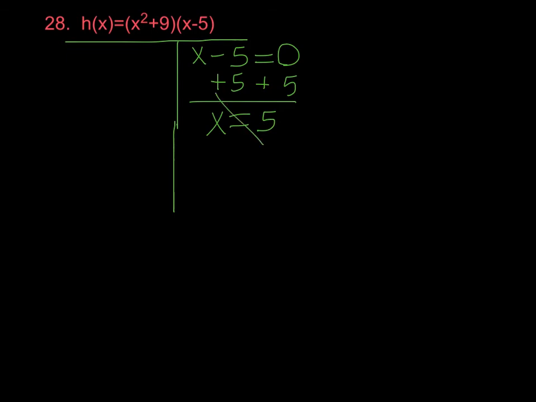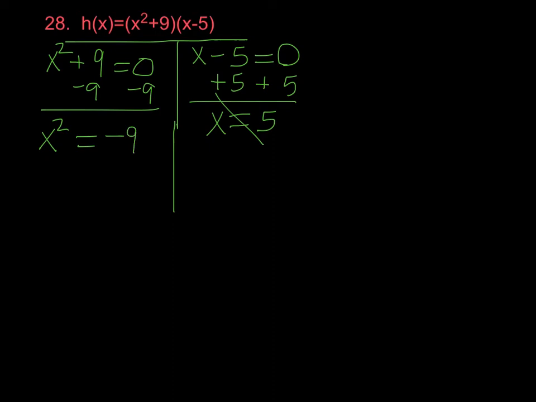So then I'm going to go over here and I'm going to do the same thing. Now x squared plus 9 is not the difference of two perfect squares. So you can't do x plus 3 and x minus 3. So we're just going to set it equal to 0. We're going to subtract that 9 over. I'm going to get x squared equals negative 9.